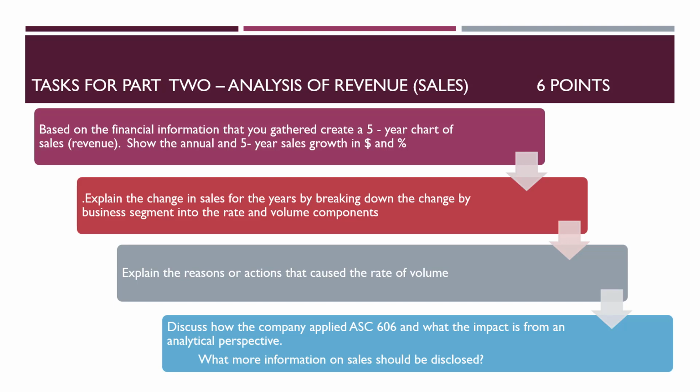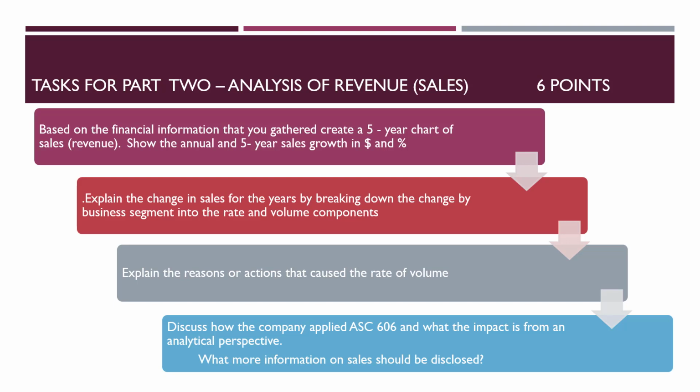Looks pretty cool. Then explain the changes in sales for each year by breaking down the change by business segment into rate and volume components. You've already done this, so you've gotten some feedback on it. I want you to do it for all of the years. Then, once you get the data there, you want to explain the reasons or actions that cause the rate or volume components to change.